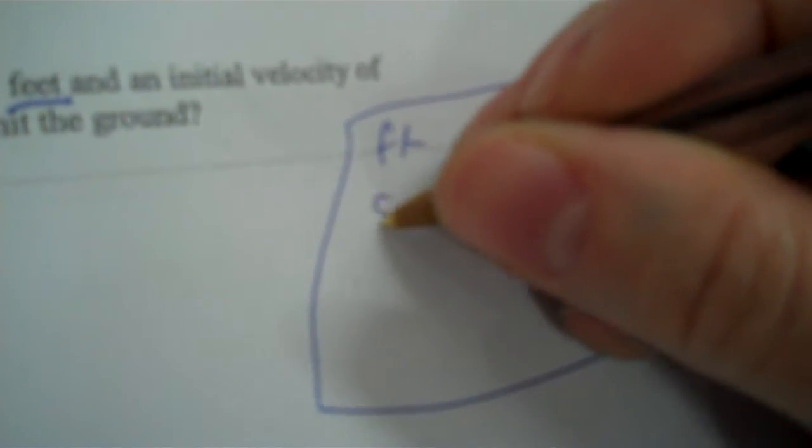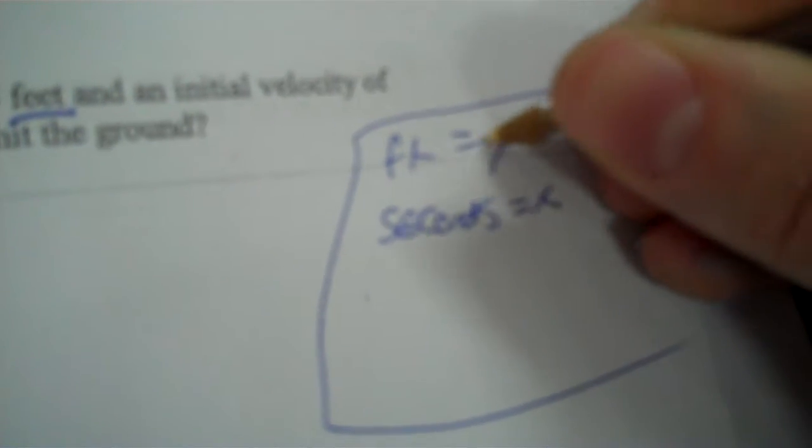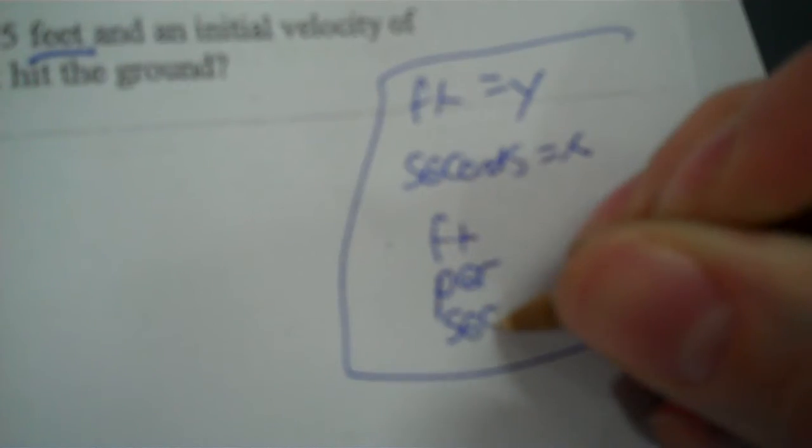Okay, next problem. A football is thrown in the air at an initial height of 5 feet with a velocity of 16 feet per second. After how many seconds does it land on the ground? So again, we want to know the seconds. So again, feet and seconds. Seconds is x, feet is y. So feet per second, feet per second is going to be 16.